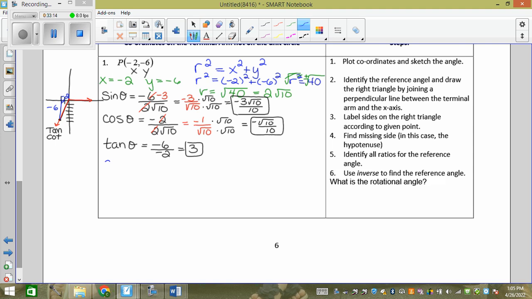So cosecant is sine flipped. Cosecant and sine go together, secant and cos go together. S's aren't with S's, C's aren't with C's. So if sine is y over r, cosecant is r over y. They flip. So we're going to get r, which is 2 root 10, over y, which is negative 6. Take a 2 out, and I'm left with root 10 over negative 3. Done.